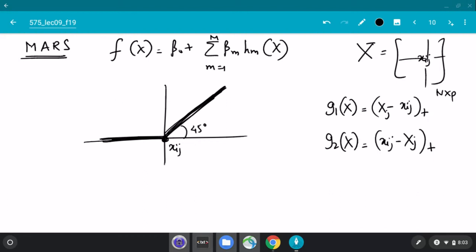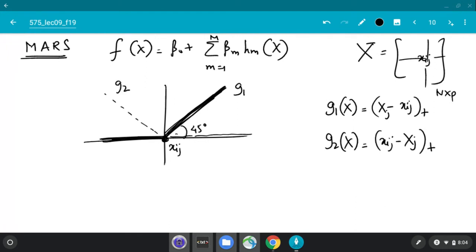The plus just means that for xij minus this, if it's positive, then output that number. If it's negative, then output 0. The opposite function is the same. It's just saying if xj, the variable, is smaller than xij, then output this minus this. Otherwise, output 0. So the other function is just symmetric. It's basically something like this. That's the second function. So this is g1 and g2.